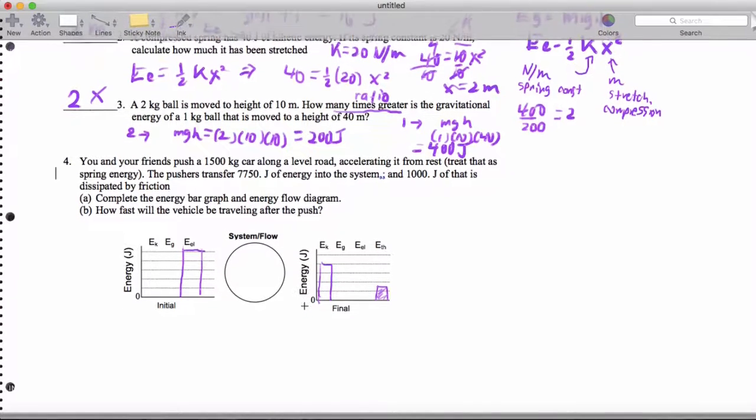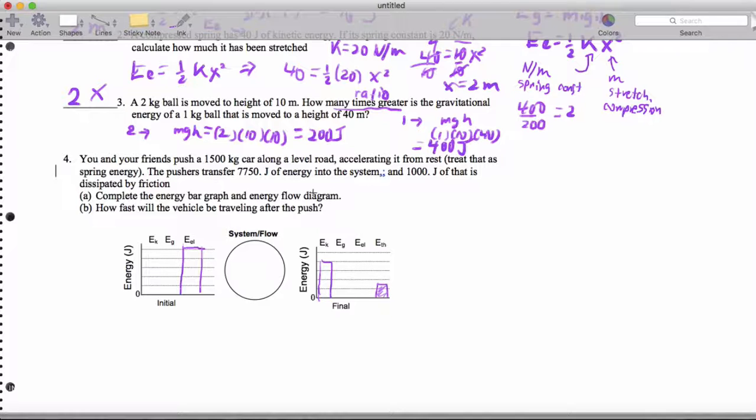And we want to know how fast the car will be traveling after the push. So here, this really means use conservation of energy. When you're doing an energy problem, don't try to do crazy math to start with. Simply set up your energy equation based on your bar graph.